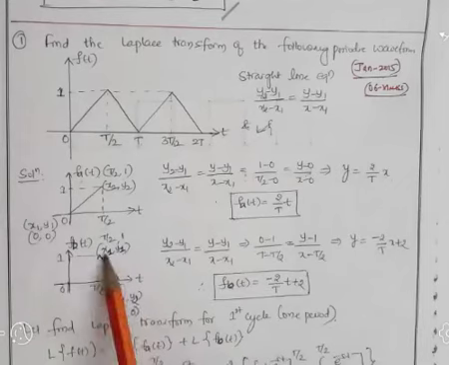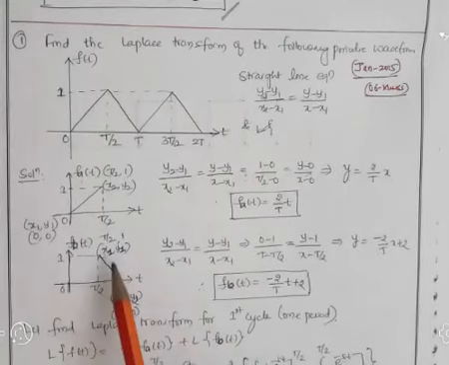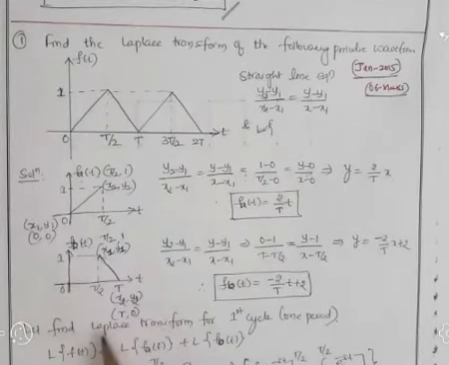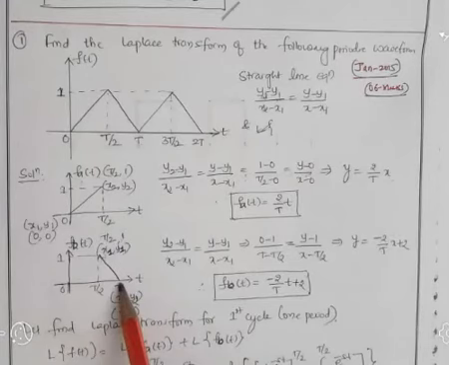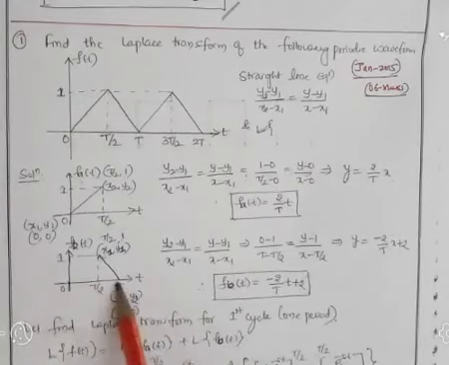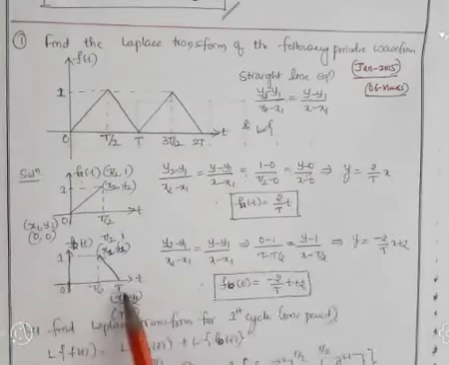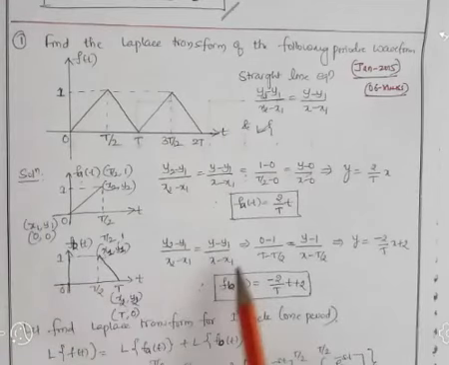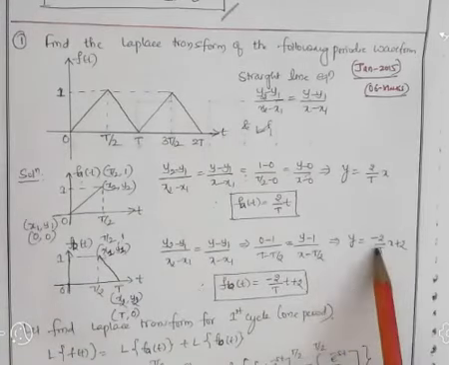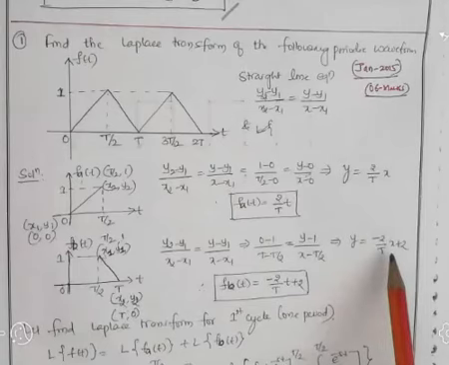X1 is what? That is T by 2. Y1 is what? 1. X2 is how much? X2 is capital T. Y2 is how much? That is 0. Let us substitute these values in the straight line equation. We are getting y equal to minus 2 divided by capital T x plus 2.